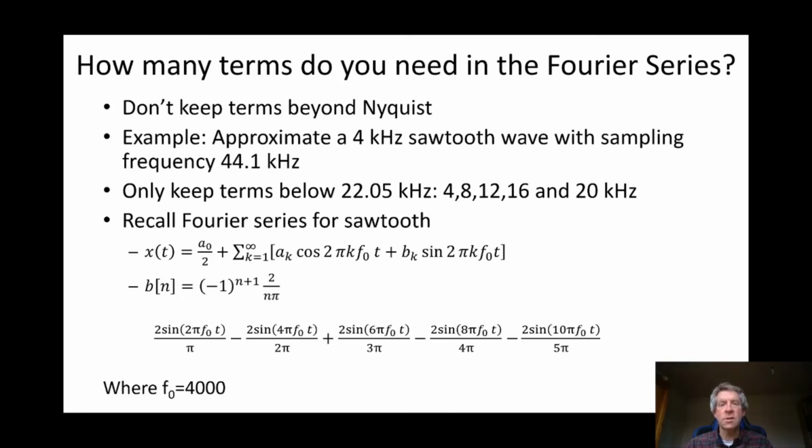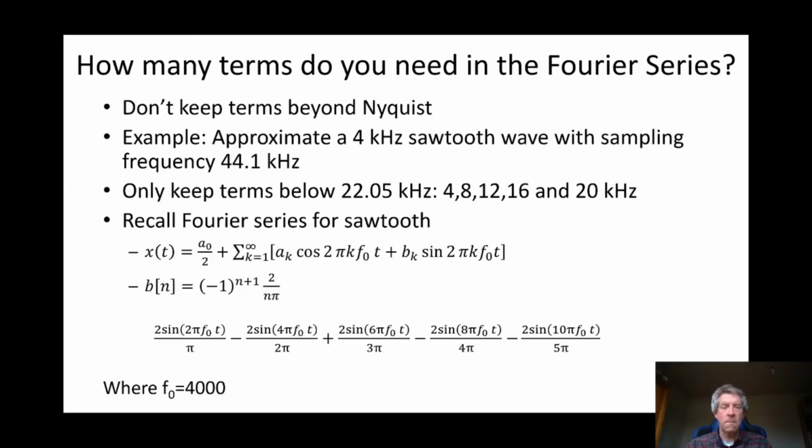Let's give an example. We have a 4 kilohertz sawtooth wave with a sampling frequency of 44.1 kilohertz. So that sawtooth wave is actually the sum of a 4 kilohertz sine wave, 4 kilohertz cosine wave, plus multiples of that, 8 kilohertz, 12 kilohertz, 16 kilohertz, and on. So if we kept that sawtooth wave exactly as it initially looks, we'd have all of these high frequencies beyond Nyquist, they'd alias back. We would hear that it wouldn't sound right. We know we should only keep terms in the Fourier series expansion below half that sampling frequency, or below 22.05 kilohertz. Which multiples of 4 kilohertz are below that? Just the first five. 4 kilohertz, 8, 12, 16, and 20.